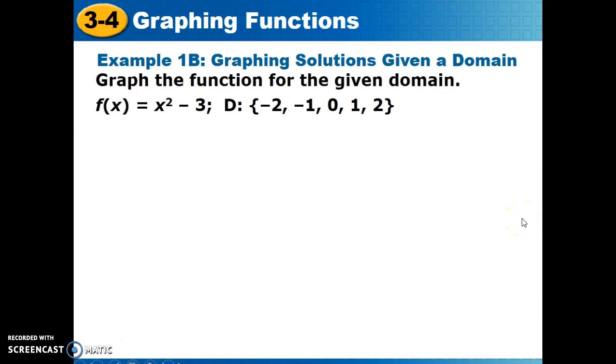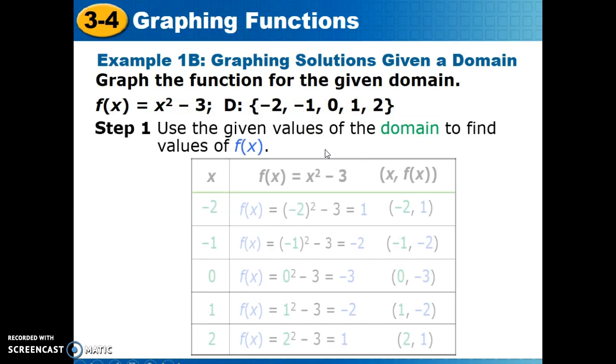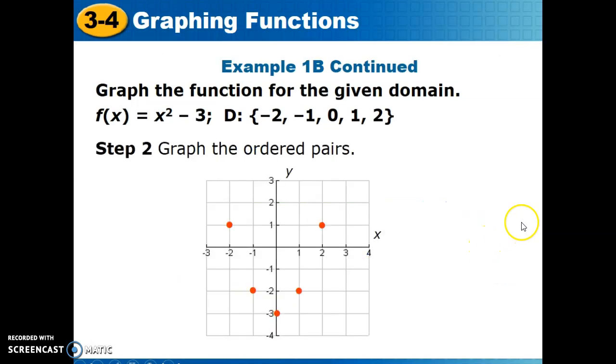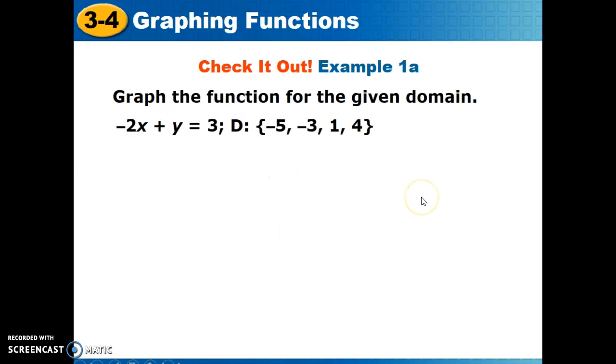Example 1b, given a domain again, we see the domain listed in the brackets, our function x squared minus 3. We're going to input the values negative 2, negative 1, 0, 1, and 2. Plugging into the function and calculating, we get our ordered pairs. Now we notice the x squared when we look at the function, and we can see that this is not linear. It's not like the ones we've been dealing with. This is a quadratic function. Therefore, our result is a parabola.